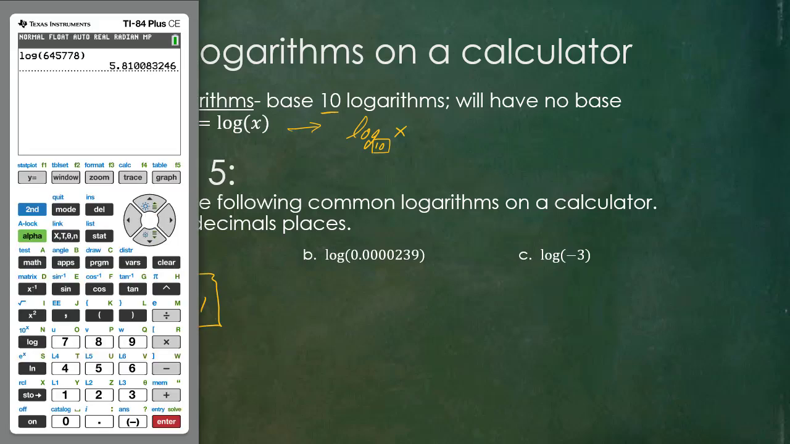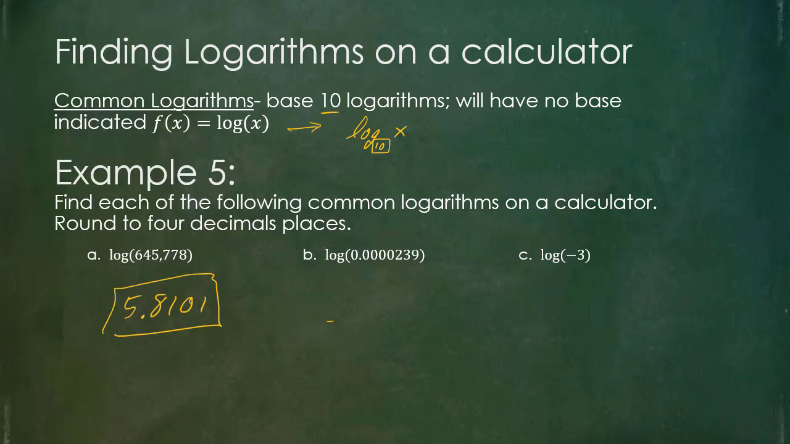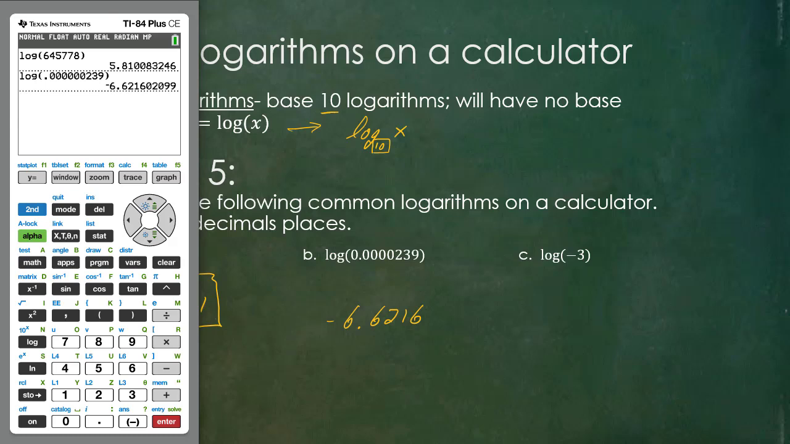If we bring it back up for the next one, notice again all I have to do is press log, it opens up the parenthesis, and then 0.0000239. Close the parenthesis, press enter. This one comes out as negative 6.6216. Hopefully I remember that one right. 6216, yep.